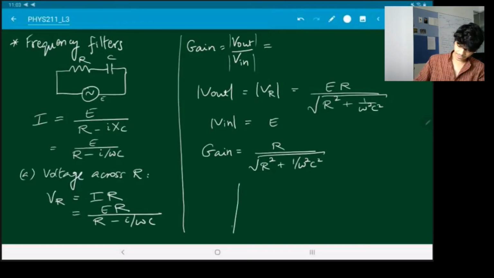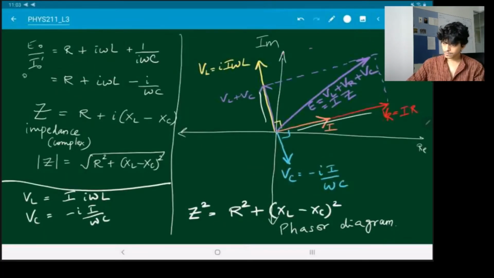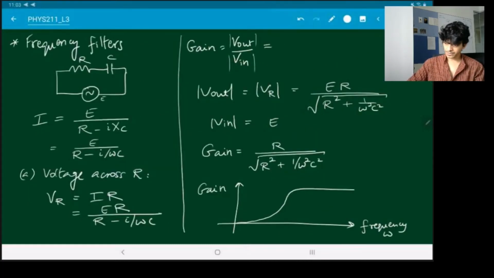So if I make a frequency domain plot, on the x-axis I'll plot the frequency omega, on the y-axis I'll plot the gain, then the plot will look something like this. At high frequency you have a reasonable gain. At low frequencies the gain tends to 0. This was the voltage across the resistor. Let's see what happens if I take the voltage across the capacitor.